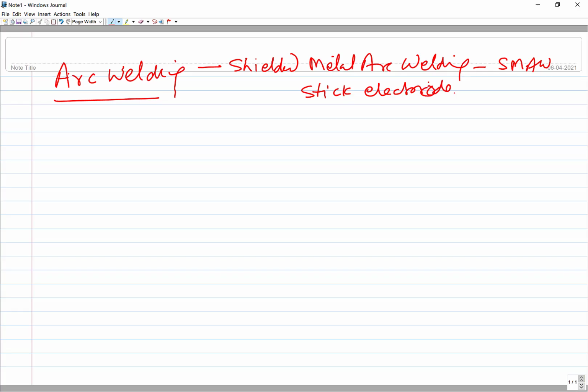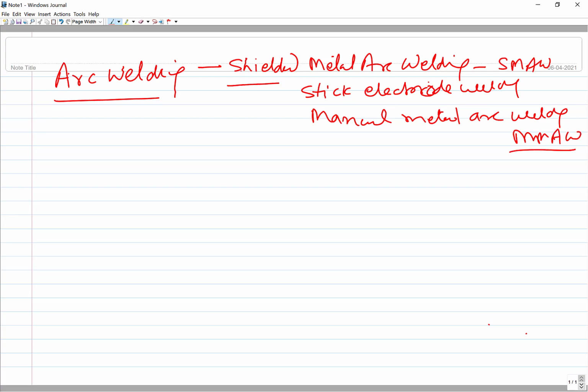Stick electrode welding. This is also known as manual metal arc welding, abbreviated MMAW. In our syllabus, primarily we have this welding process only: shielded metal arc, stick electrode, or manual metal arc welding. This is the most commonly used welding process, which you can see on the roadside; all roadside welding is performed using the SMAW process.